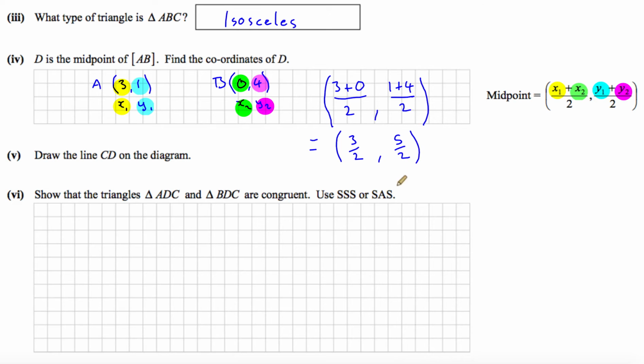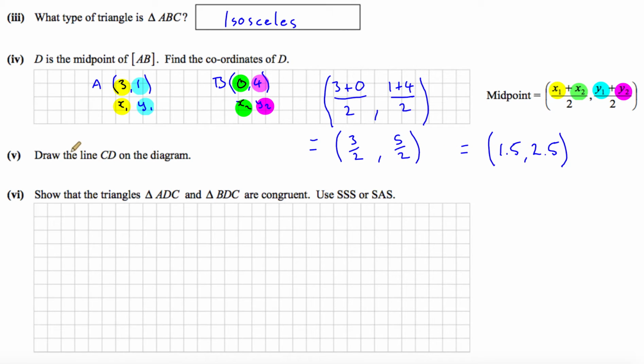is the second coordinate. Now you could write that as decimals also, if you wanted, but this answer here will get you full marks. If you do write it as a decimal, it's going to be 1.5, comma, 2.5. But both of those answers would get you full marks.